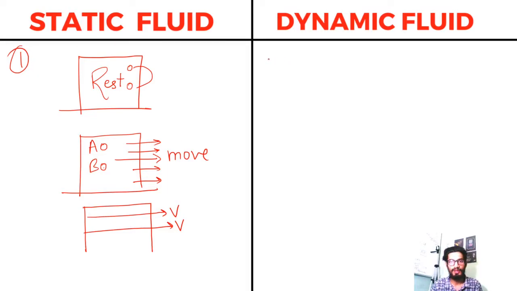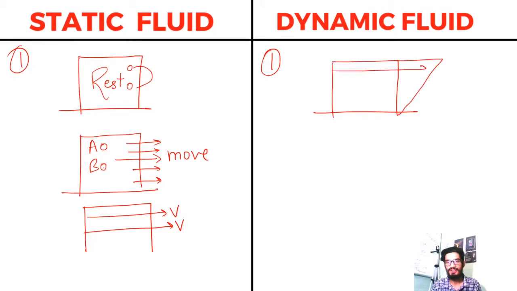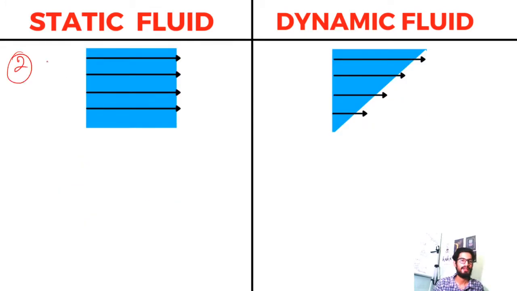Now the other fluid we have here is dynamic fluid. In this fluid, the fluid must be moving, but this time the movement of the layers will be such that they move relative to each other. This means the velocity of the top layer could differ from the other layers of the fluid. So the velocity of all the layers present in a static fluid will be the same, but in a dynamic fluid the velocity will differ.